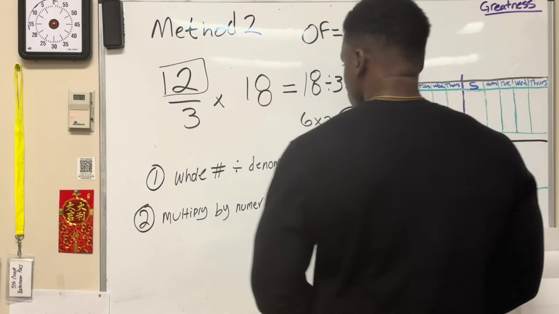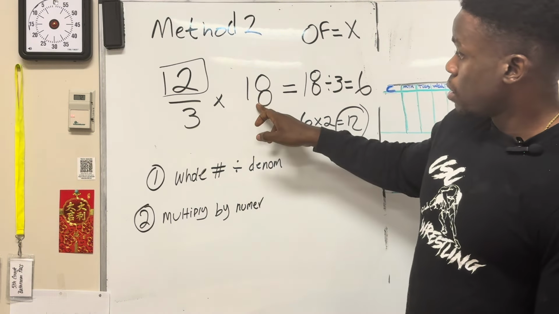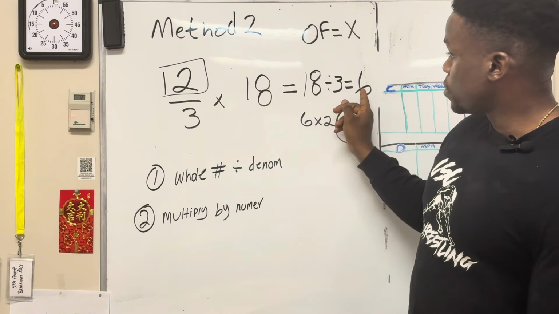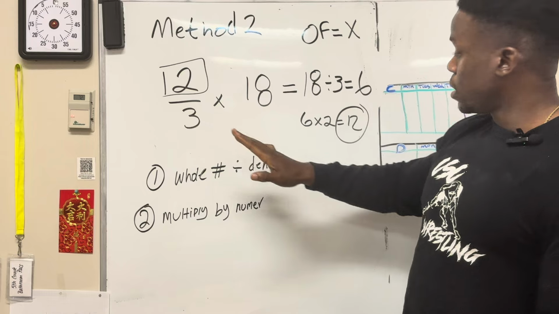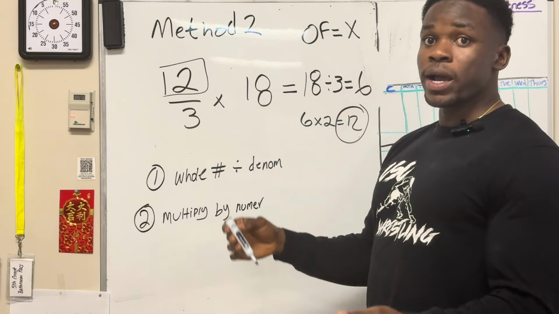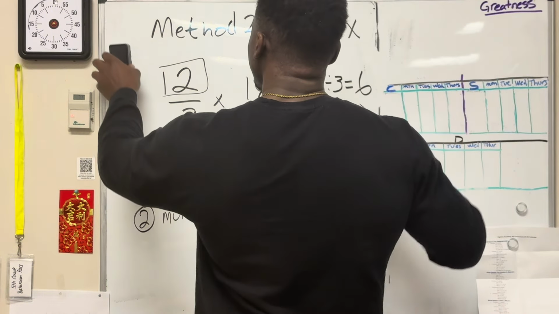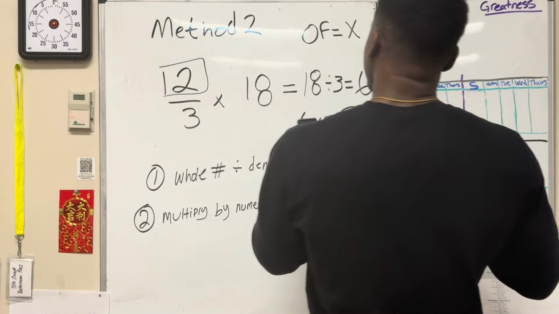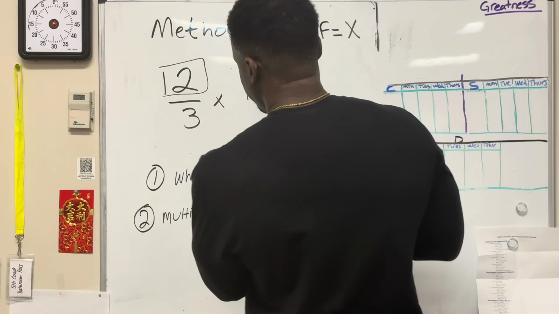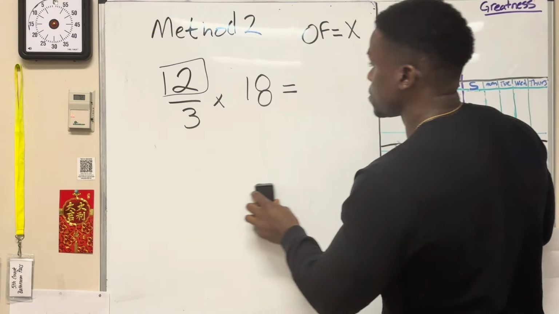Okay. So that's my answer here. And this is method number 2. Whole number divided by denominator. Then once you get that number, which was 6, just multiply by 2, and you get my answer immediately. Okay. Now this is the reason why my other method is just a little bit tougher, but it still works. It still works. Okay. Take a look at that before I erase.